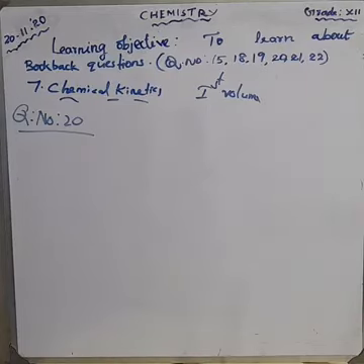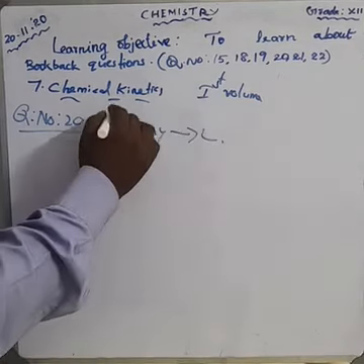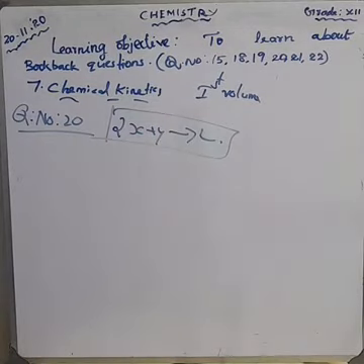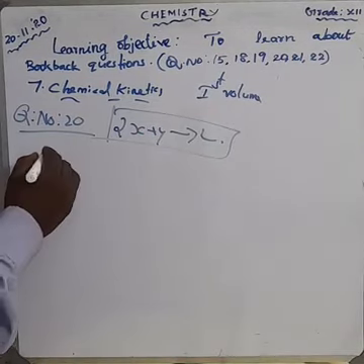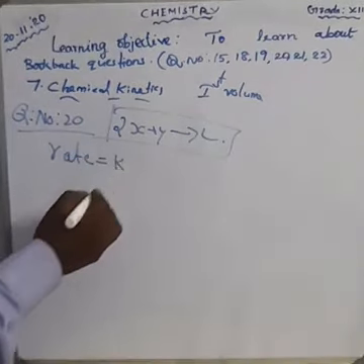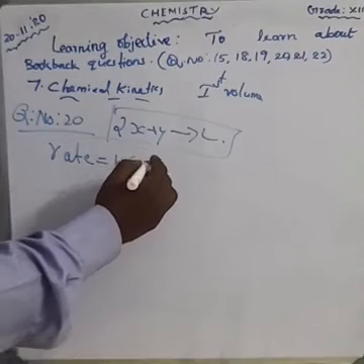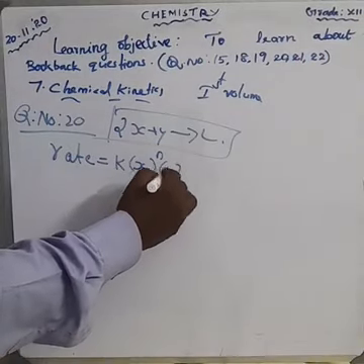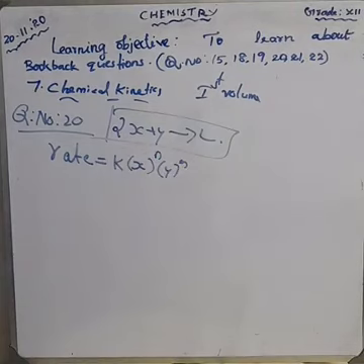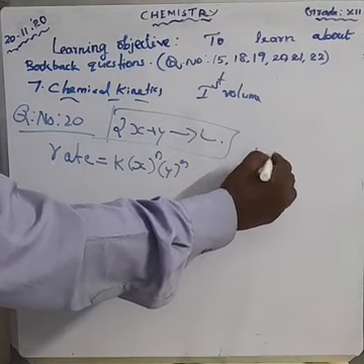So these are the given data. First you should write the rate for that equation. What's the equation? 2X plus Y gives L. This is the equation. So first write the rate of this equation. This rate is equal to k, the constant, into X power n and Y power m. So the rate is already given. From the data, the rate is equal to 0.15.